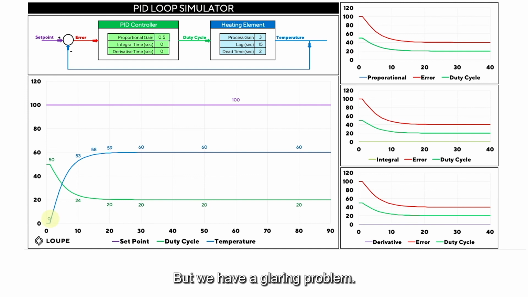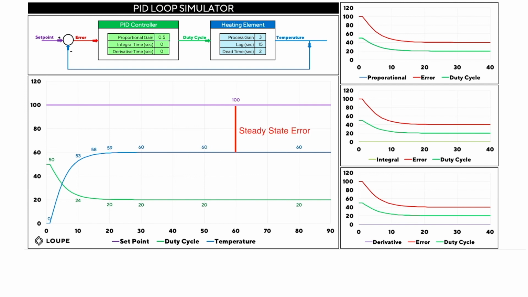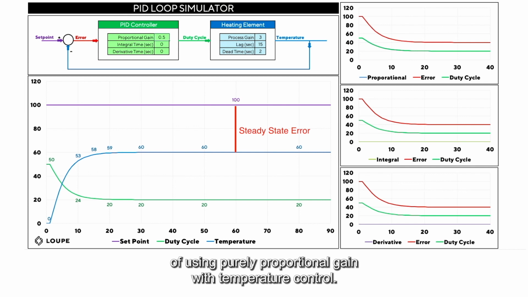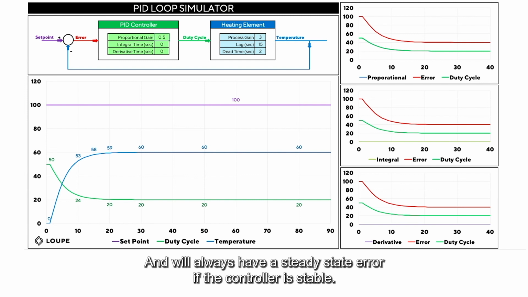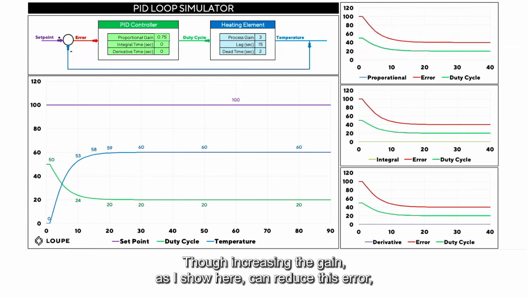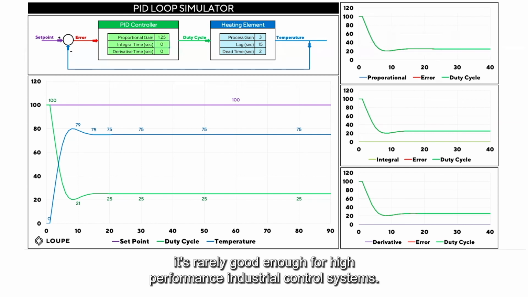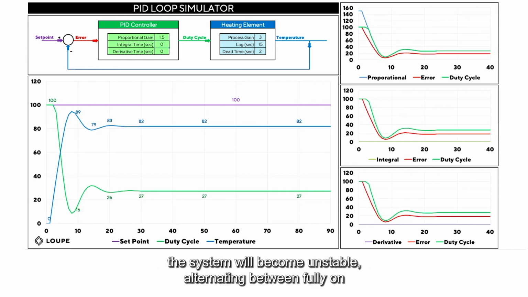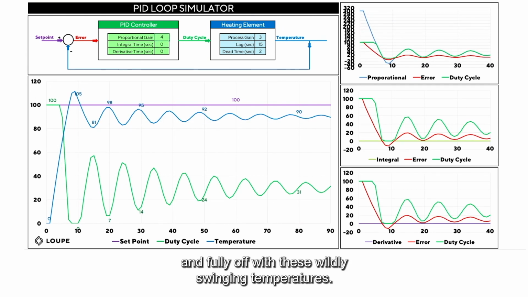But we have a glaring problem. The temperature never reaches the set point. It actually levels out around 60. This perpetual difference is known as the steady-state error. And that's an interesting property of using purely proportional gain with temperature control. Your duty cycle will eventually just match the heat that's being lost to the colder environment, and you will always have a steady-state error if the controller is stable. Though increasing the gain, as I show here, can reduce this error, it's rarely good enough for high-performance industrial control systems. And you see as I increase the gain, eventually the system will become unstable, alternating between fully on and fully off with these wildly swinging temperatures.